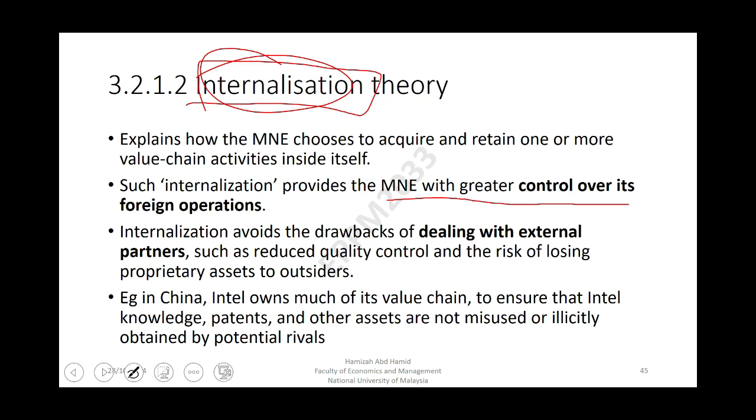So it is an answer to deal with external partners. What companies worry about with external partners is if they get their technology stolen, if they get their knowledge stolen. So they have to internalize their value chain. For example, in China, Intel owns a majority of their value chain, so that their knowledge, patents and other assets will not be misused, abused or obtained by their competitors.